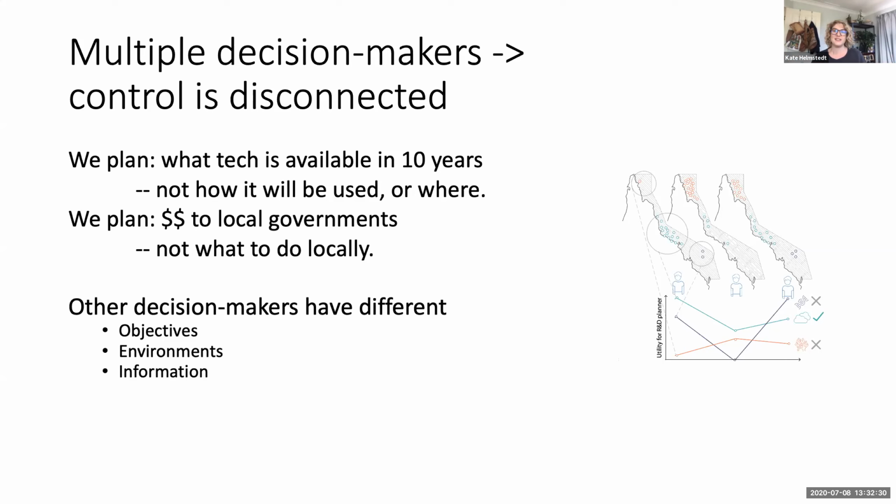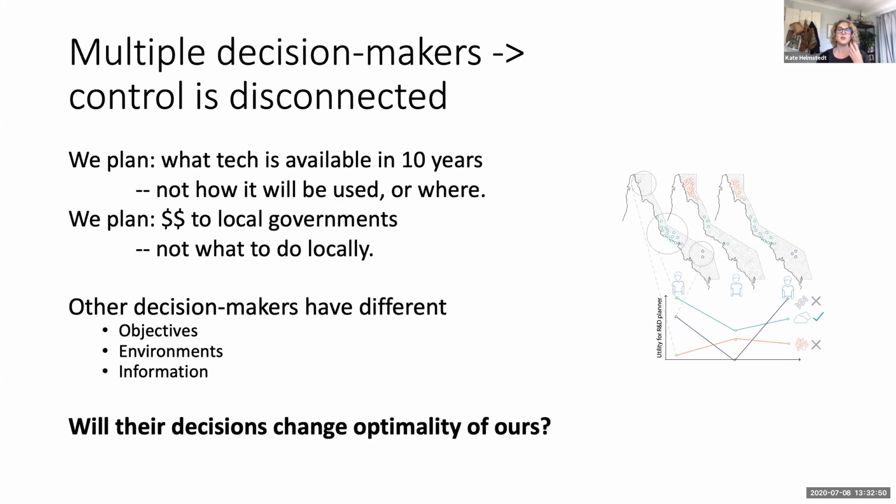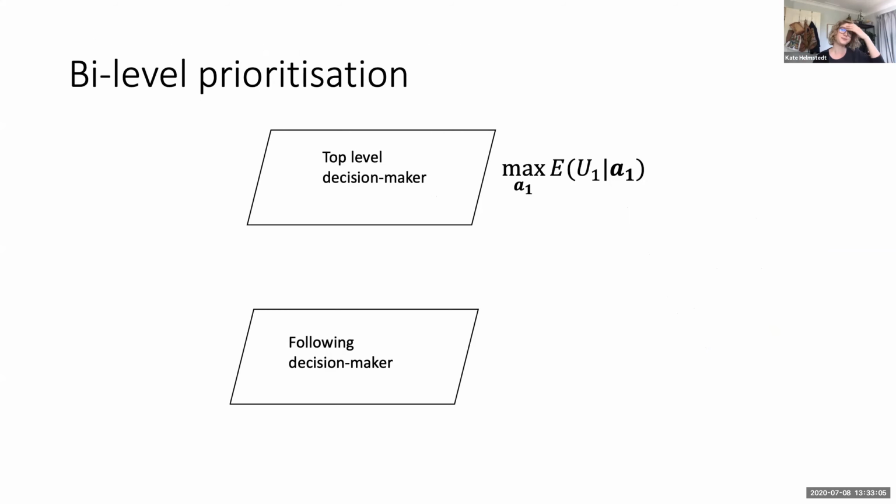And the problem is that once we're splitting our control, once we're disconnecting that control, we need to deal with the fact that other decision makers might have different objectives. They might have the exact same objectives as us, but maybe different environments that they're working in because it's the future or a different place, or different pieces of information, different knowledge of the system. So we need to be asking ourselves the questions, in this world of disconnected control, will their decisions change the optimality of our decisions? Should we be making our decisions differently based on what we think they might do in the future or in a different place?